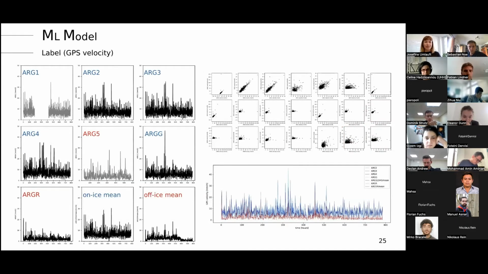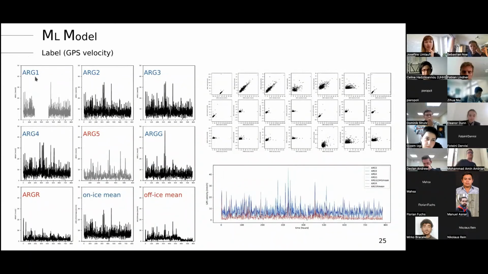This is actually what the data looks like. So this is our label that we are trying to predict. And I know this slide looks messy. What I would like to show you here is basically that for most of the stations, we have a very good signal and not many data gaps.